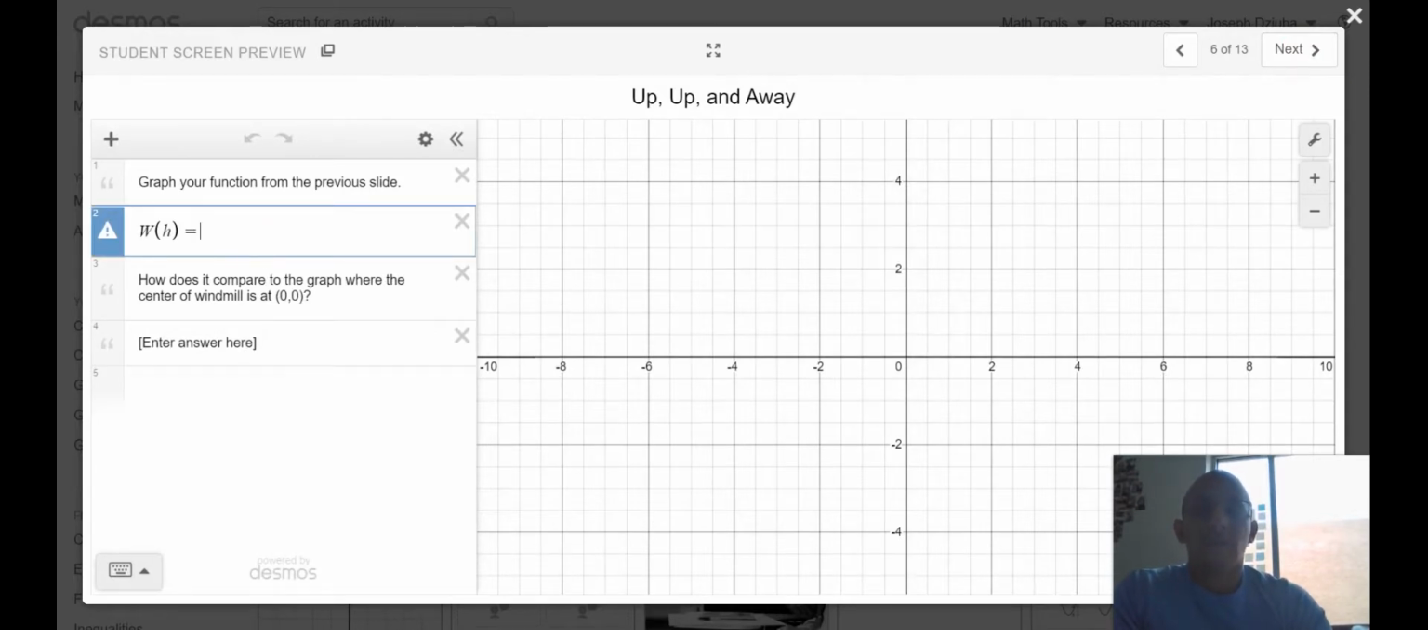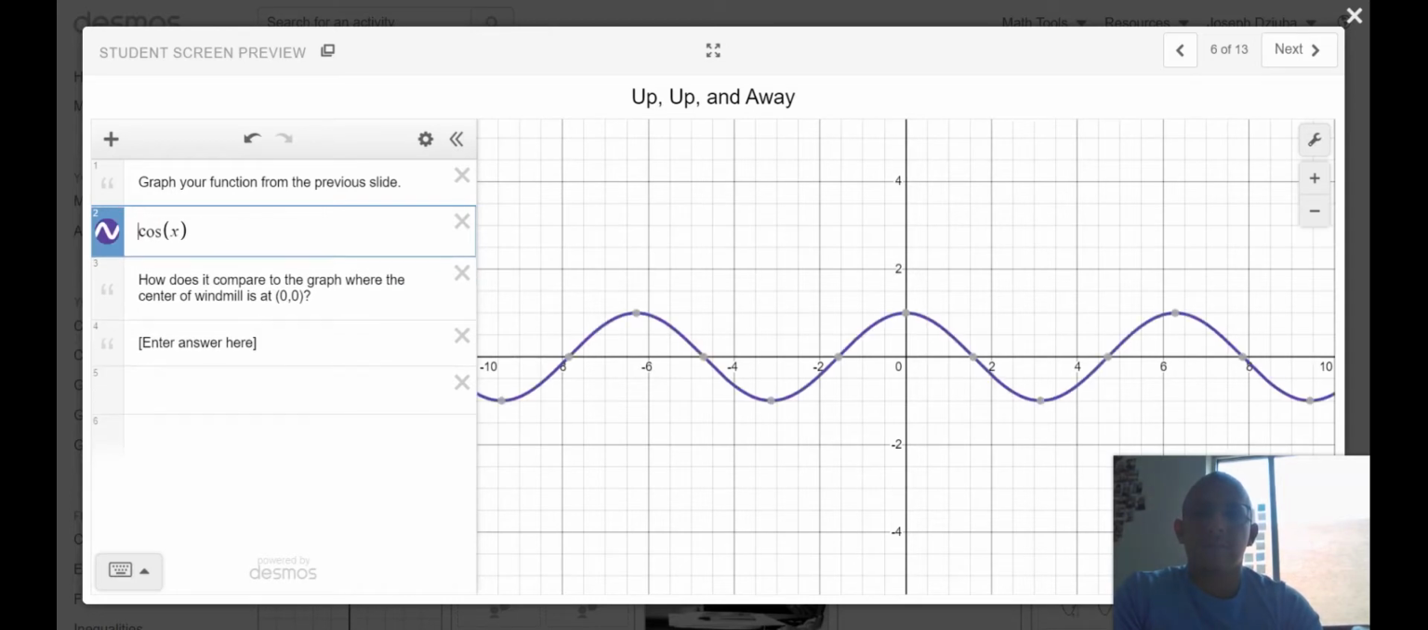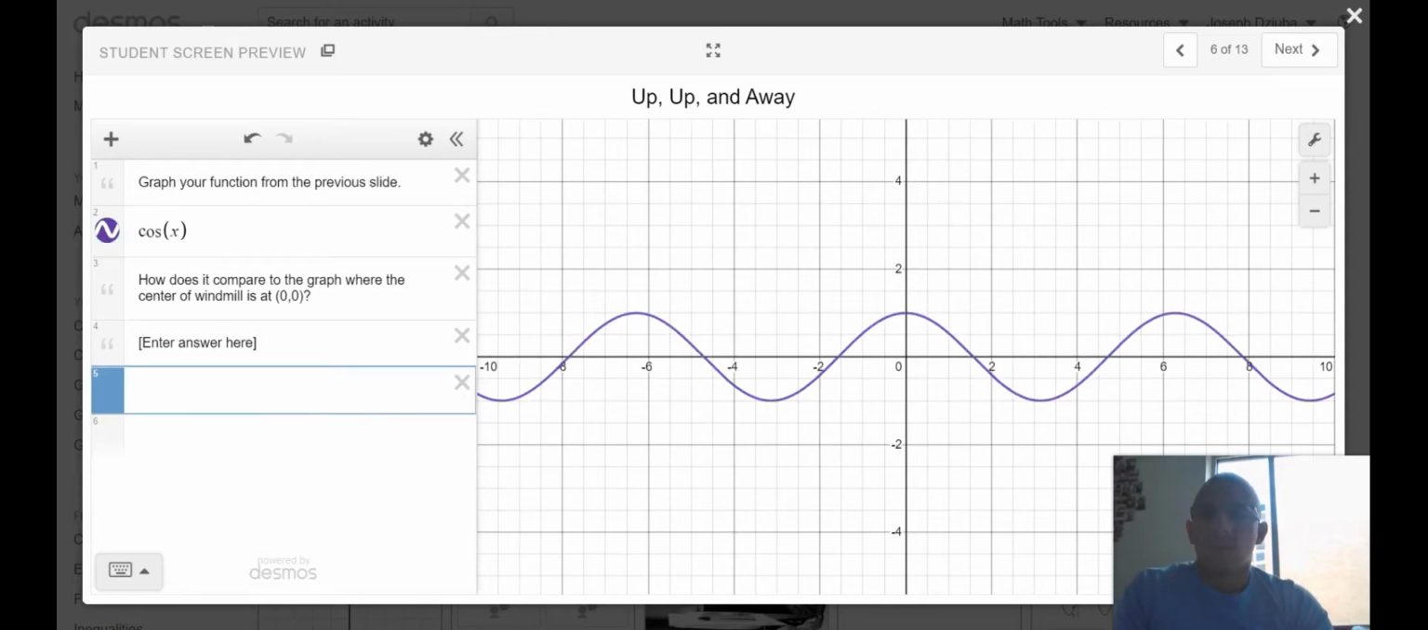Here you'll take your function, enter it into the graph, see how it's behaving, and how that compares to the graph where the center of the windmill is at 0, 0. This graph will not take theta as an input, so if you're going to say cosine, it's going to have to be cosine of x. For all intents and purposes, just delete that part. So keep that in mind.